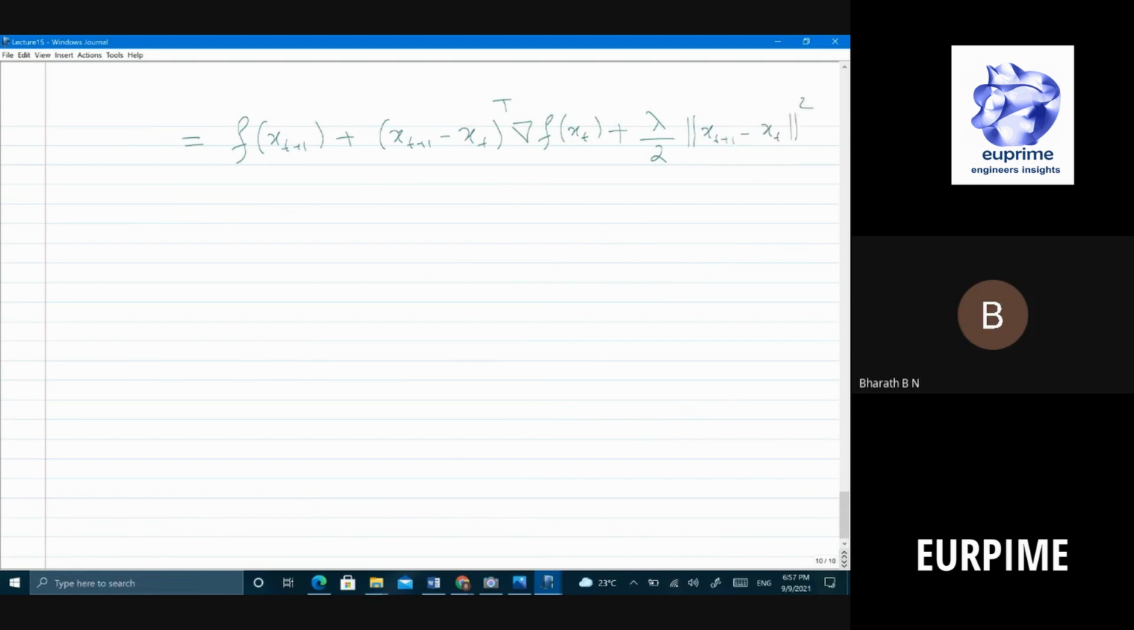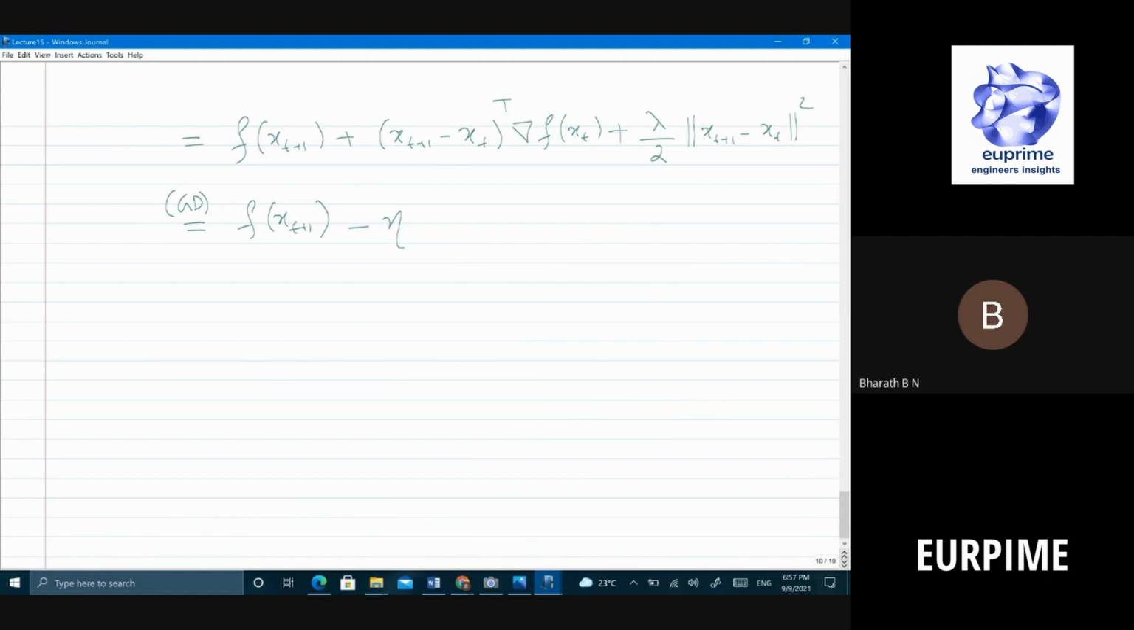What is xt plus 1? So I'm using gradient descent, right? What is xt plus 1? It's xt minus eta times the gradient. So what is xt plus 1 minus xt? It's minus eta times the gradient, right? You agree? So I'll write GD. It follows from gradient descent, right? Plus, okay, this will be minus eta times the gradient of f of xt.